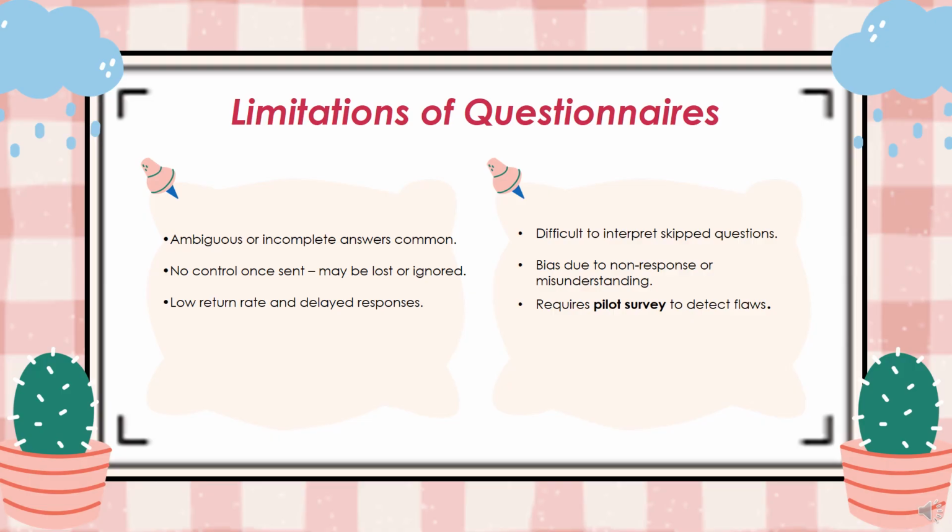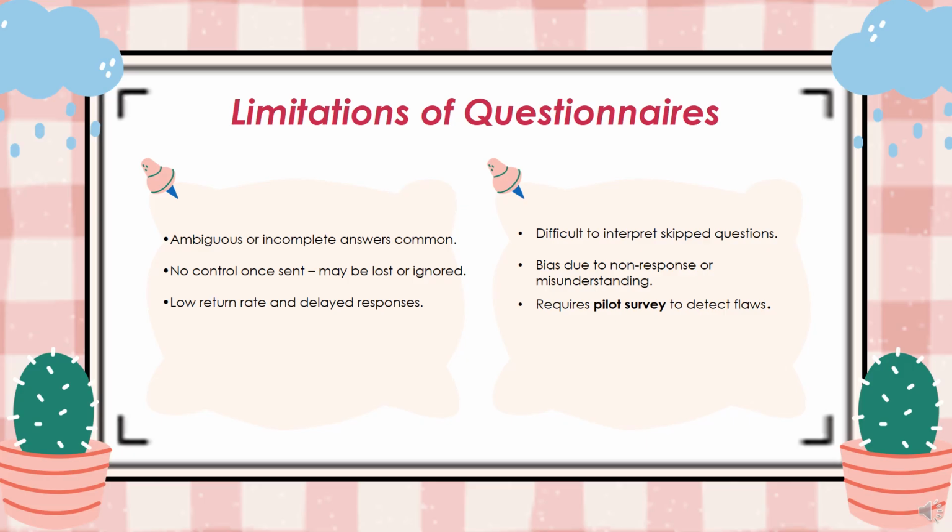However, questionnaires are not without limitations. One major issue is low response rate. Many people simply don't return the forms, especially if they are mailed or sent via email. Even when responses are received, they may be incomplete with skipped questions or unclear answers. Since the researcher isn't present, there is no control over how the respondent interprets the questions. This can result in misunderstanding or inconsistent data.